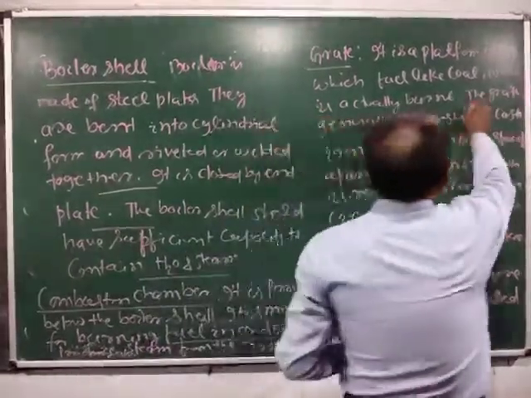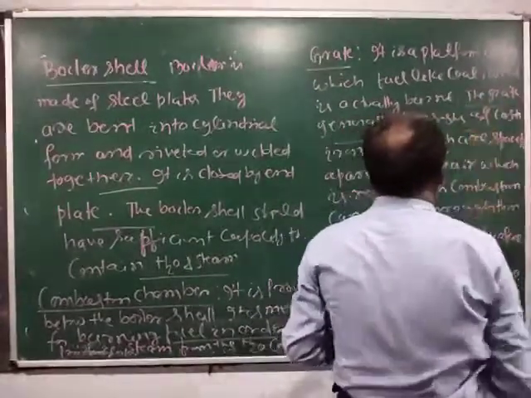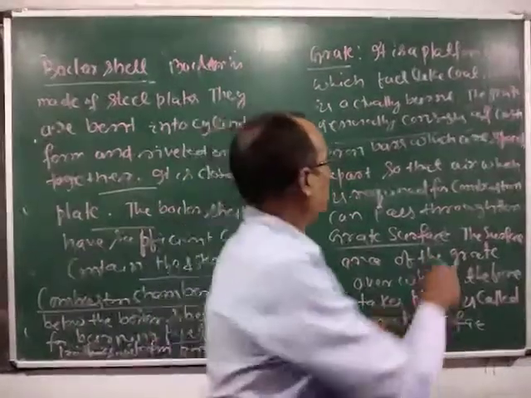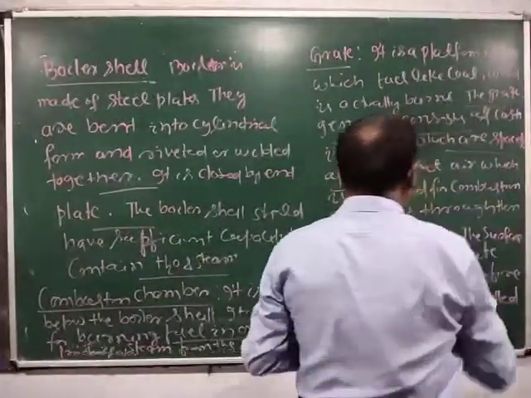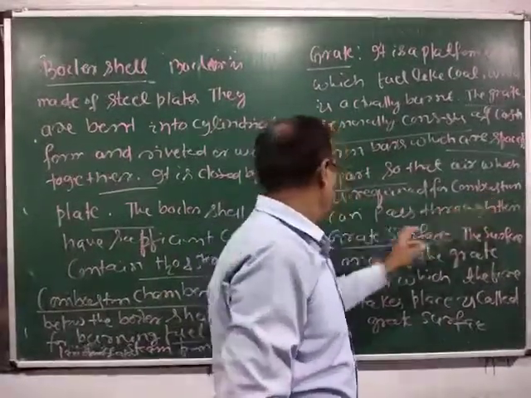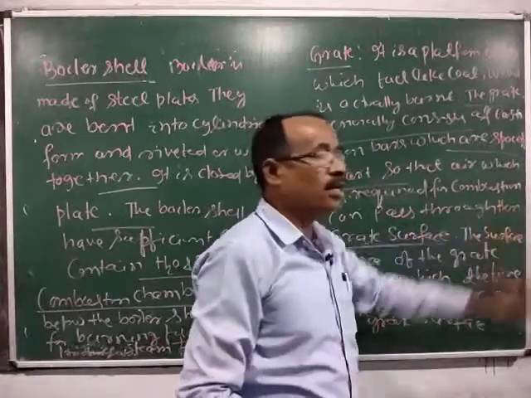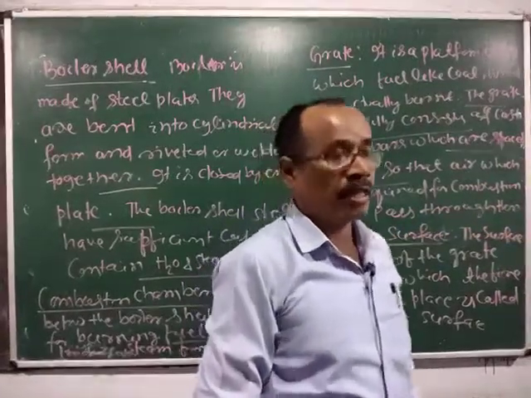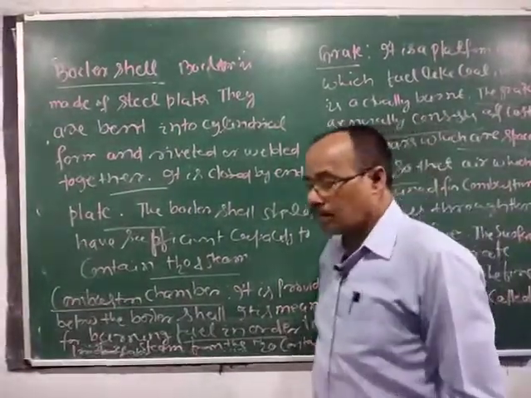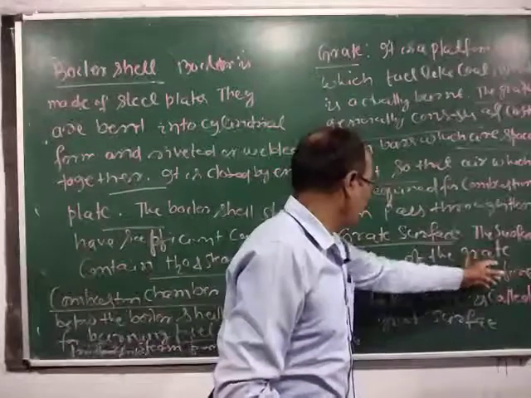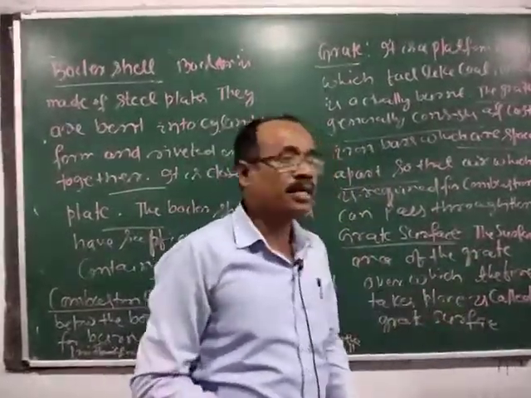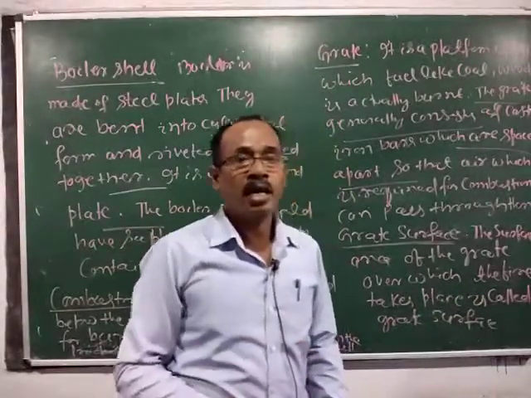Generally, the grate consists of cast iron bars which are spaced apart so that air which is required for combustion can pass through them. Then next point is grate surface. The surface area of the grate over which the fire takes place is called grate surface.